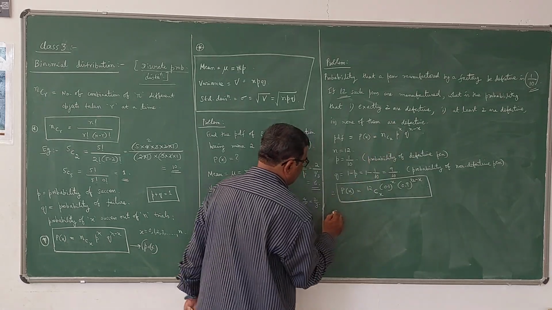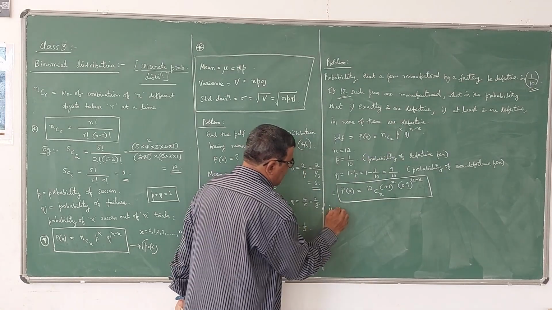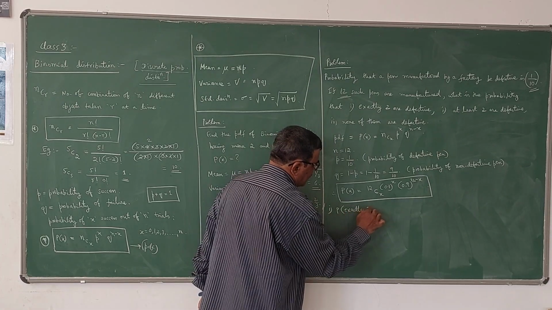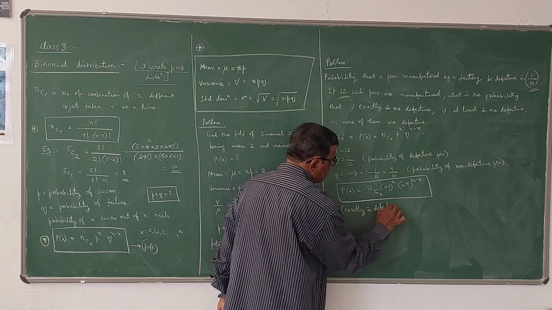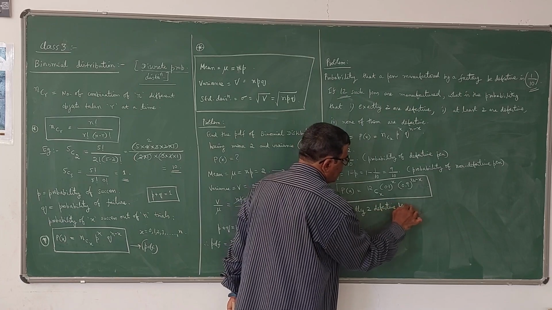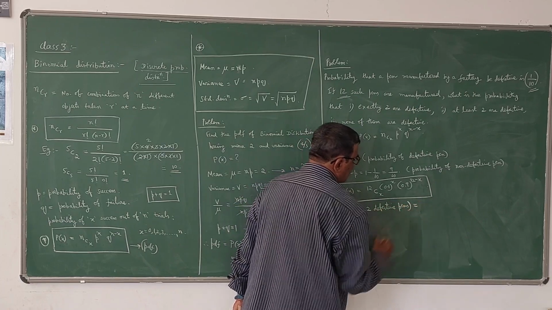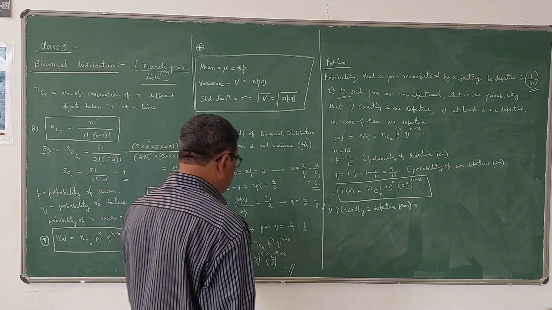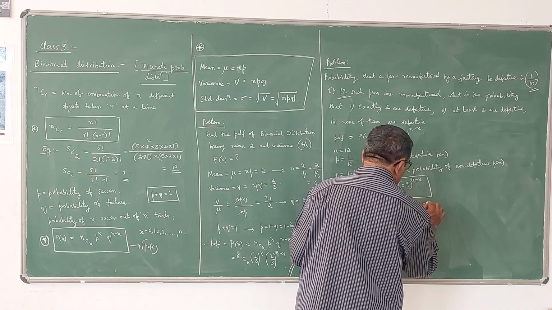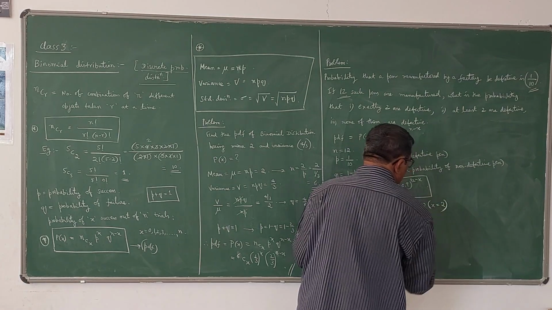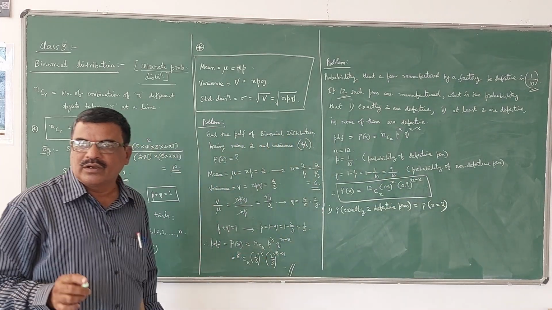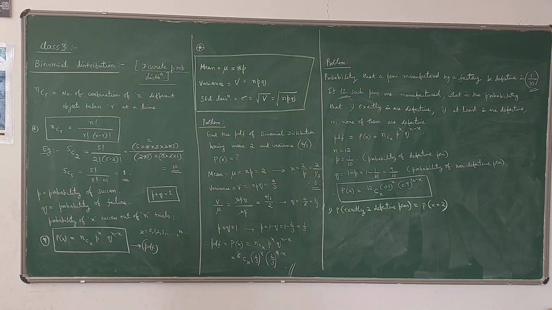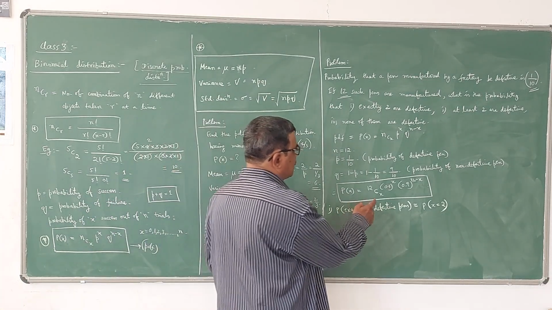Exactly 2 pens are defective. First one, P of exactly 2 defective pens. Exactly 2 defective pens, that means P of x is equal to 2. x is 0, 1, 3, ಎಷ್ಟು ಇರ್ತದೆ ಅದರಲ್ಲಿ exactly 2 ಮಾತ್ರ ಬೇಕು ನಮಗೆ. I put x is equal to 2 here.